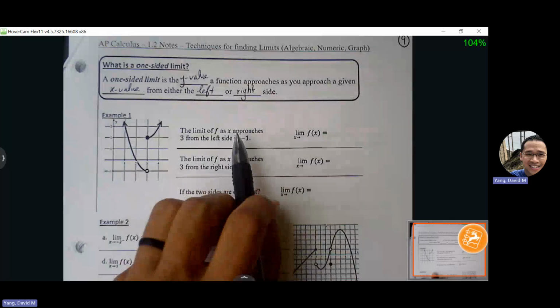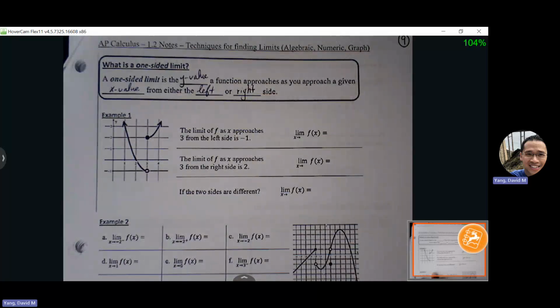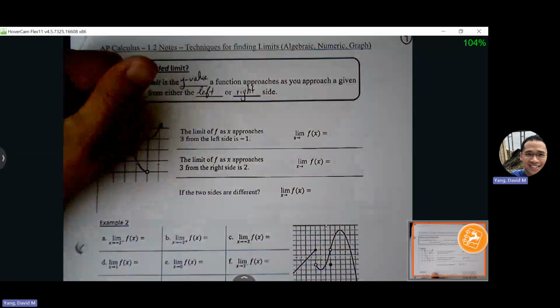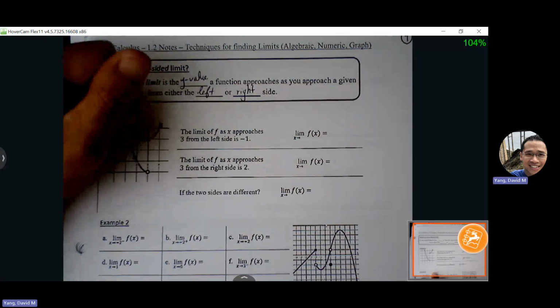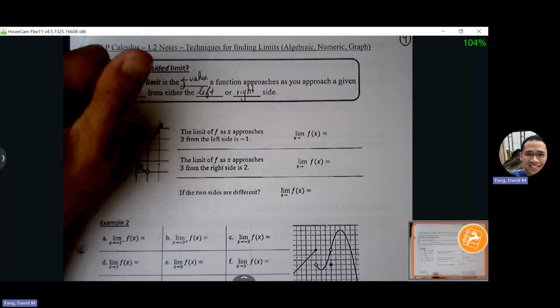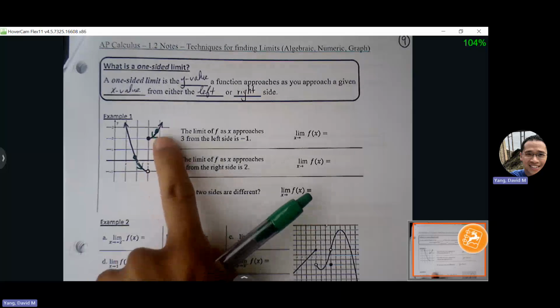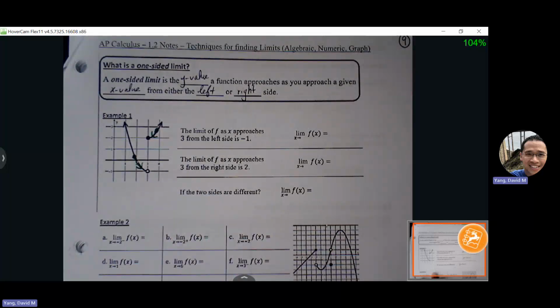So example 1, the limit of x as x approaches 3 from the left side is -1. Let's say I want to look at the one-sided limit from both sides of 3. So I'm going to pick points on both sides of 3, and I'm going to move towards 3 along the path of the graph. We can tell that the arrows are not headed towards the same y value. We know the limit doesn't exist, but the one-sided limit does exist, because a one-sided limit is only asking for the behavior of the left arrow or the right arrow.